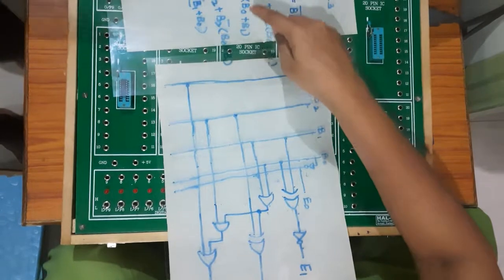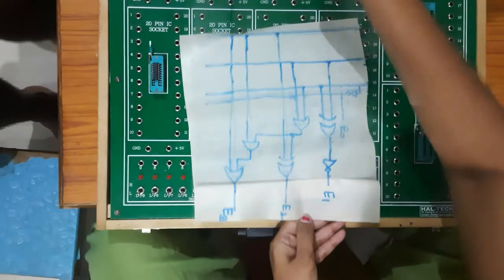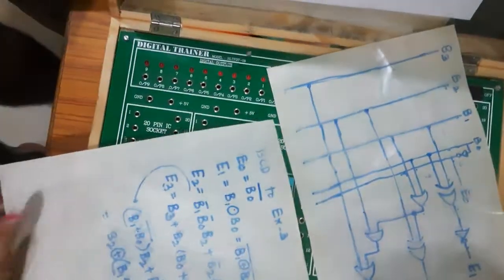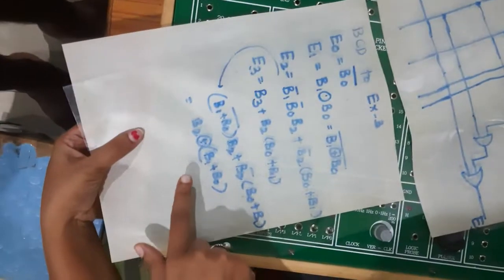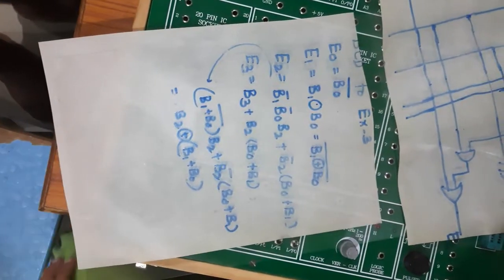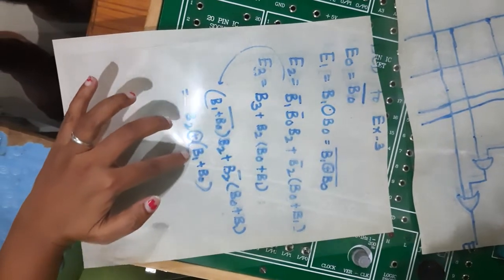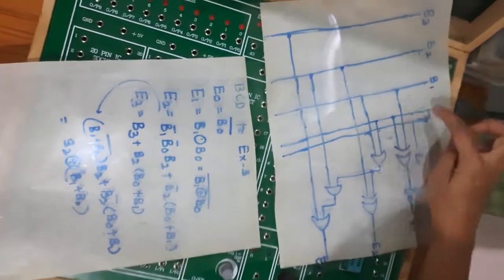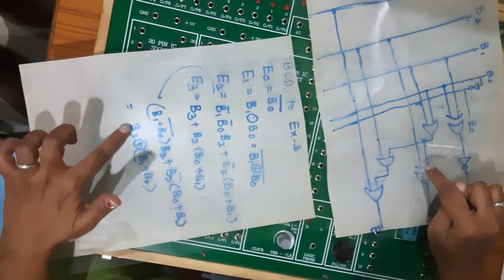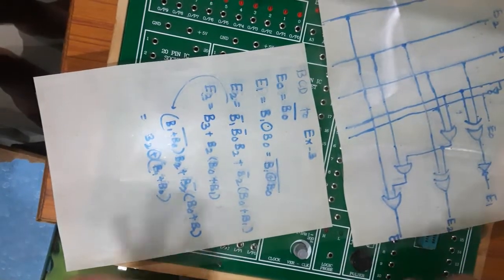Talking about E2, the equation given is B2 XOR (B1 plus B0), right? So the same thing can be done here. First of all I have to have this particular part implemented, B1 plus B0. So that is an OR gate. B1 plus B0 is done over here. Then that is to be given to the XOR gate, and the second input will be B2. So we have done the E2 implementation, or the designing part.